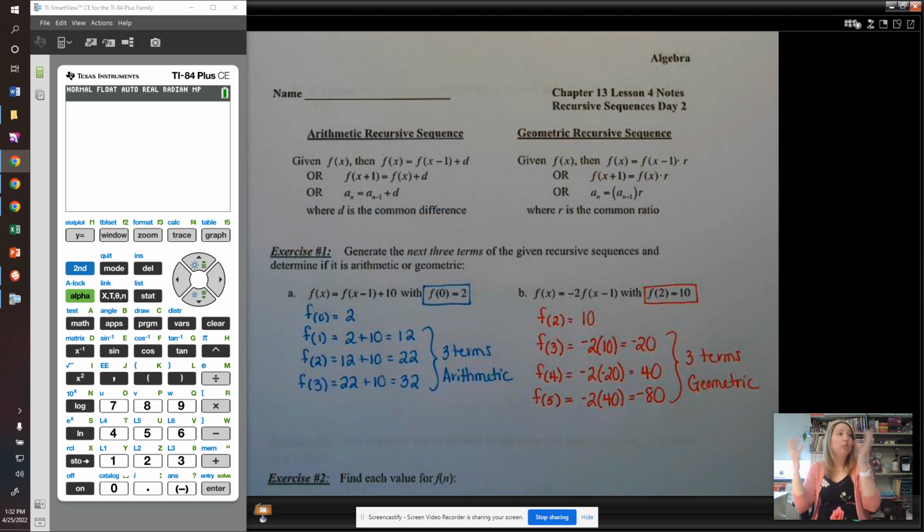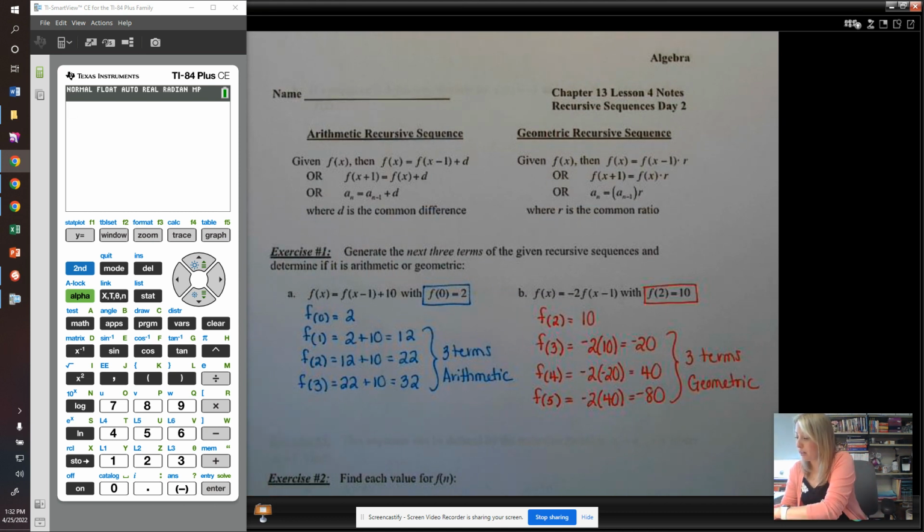Okay, so my change is based on, am I adding to each term? Am I multiplying in each term? If it's just that simple of just adding or subtracting, or just multiplying or dividing, then I can divide it into arithmetic or geometric. If I mix that, I can't just define it as one or the other.